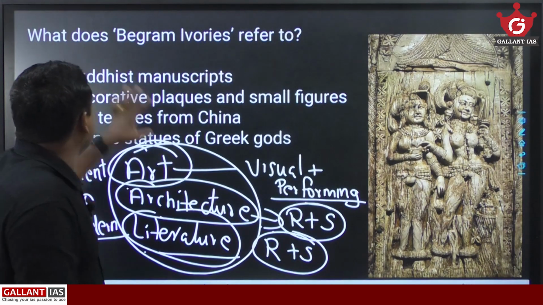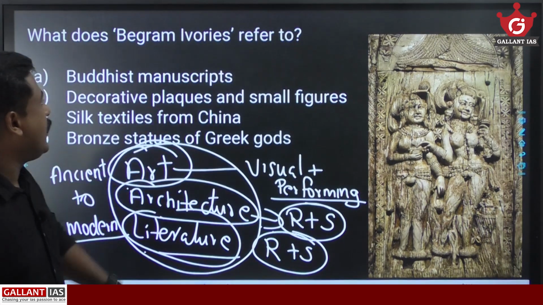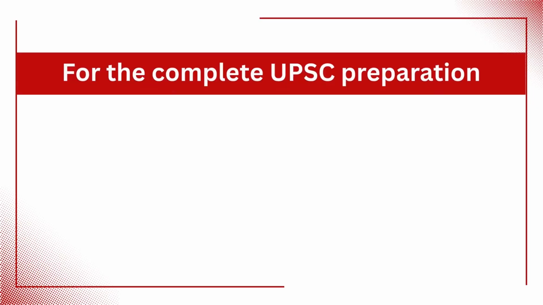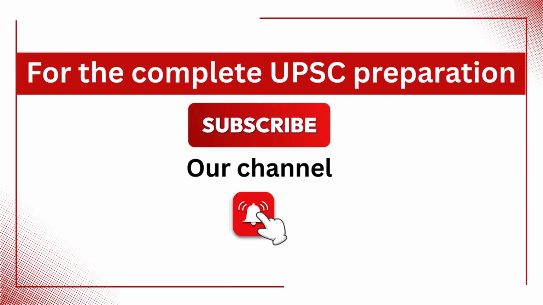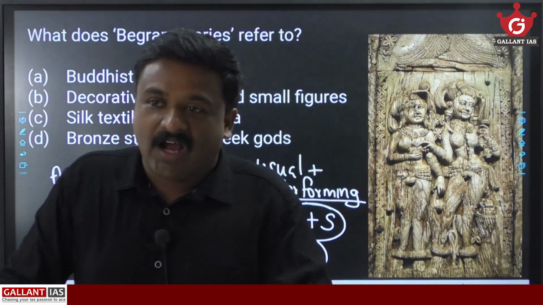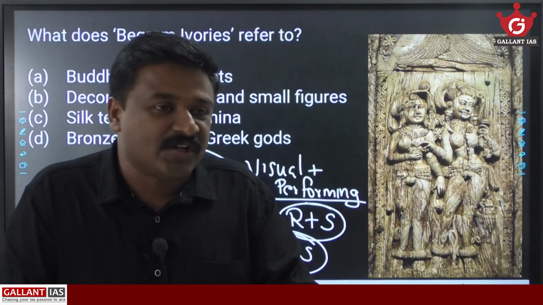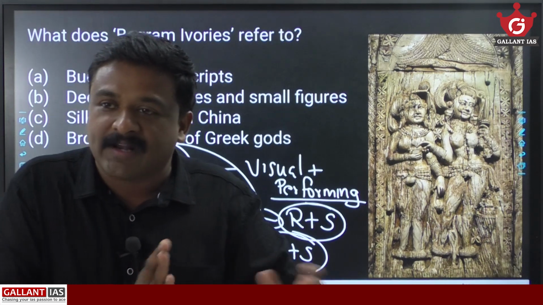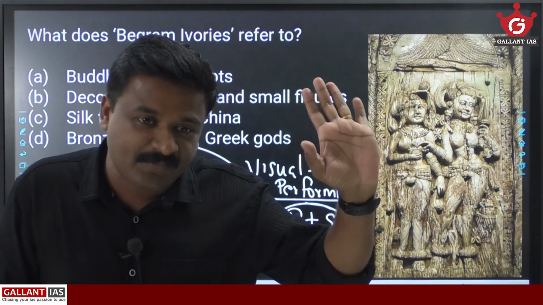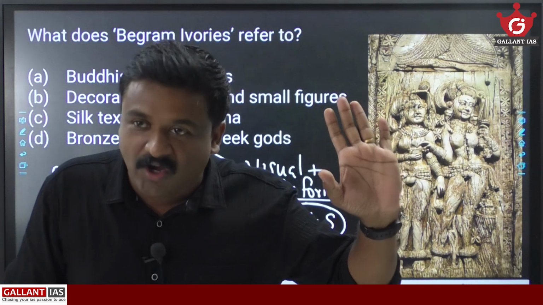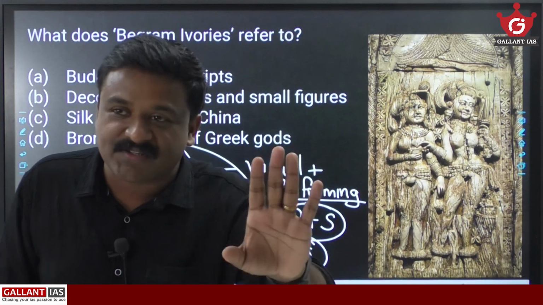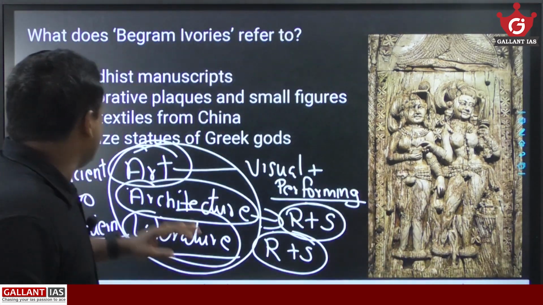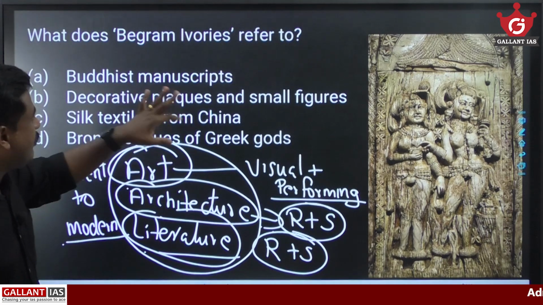Here you see that there is a question: what does Bagram ivories refer to? This ivory carving or ivory art was popular in ancient times. That is from Indus civilization, where ivory art is also mentioned. In Kushana times, 1st, 2nd centuries, this ivory carving or ivory art was also popular. Now see, there is a question: what does Bagram ivories refer to?